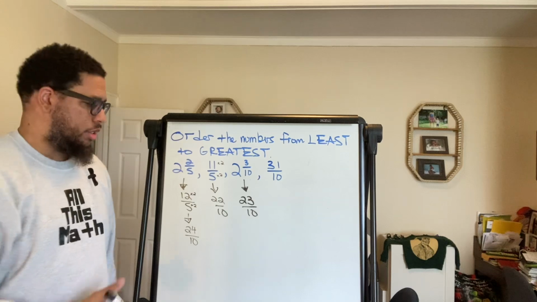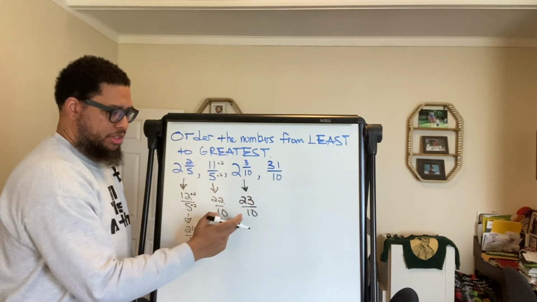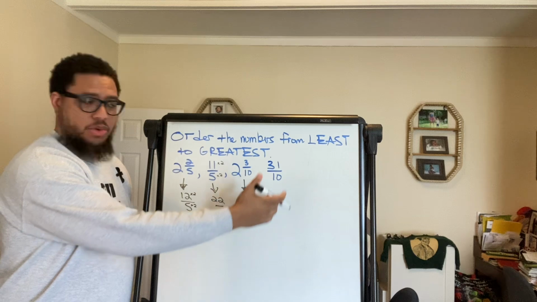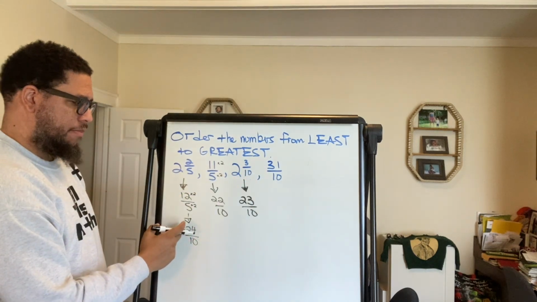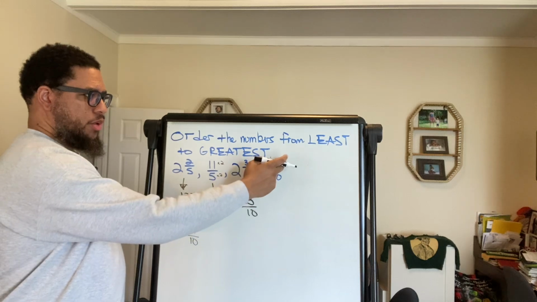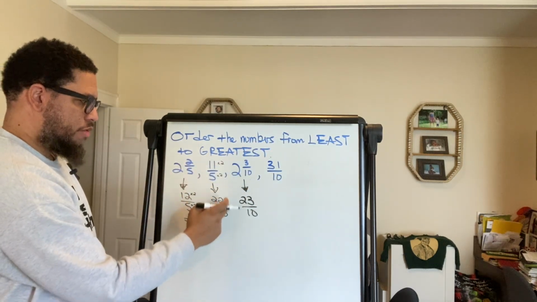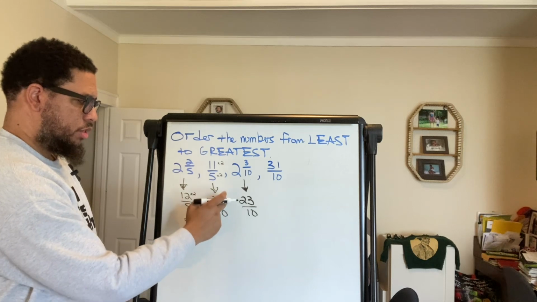So now what you got to do is look at the numerators. How many tenths do I have? Right here, I got 24. Here, I got 22. Here, I got 23. Here, I got 31. We're supposed to go from least to greatest. What's the smallest number? Boom, this one right here, 22.